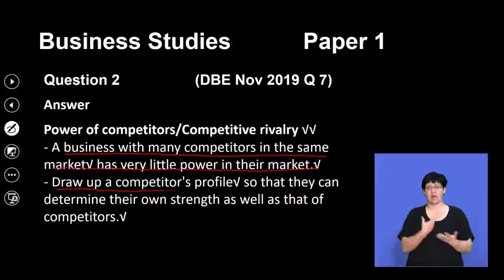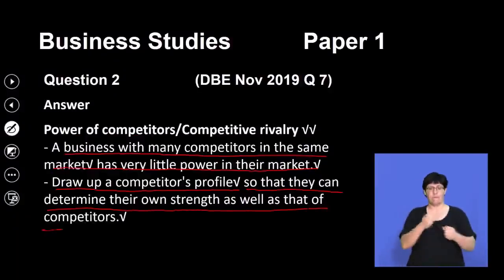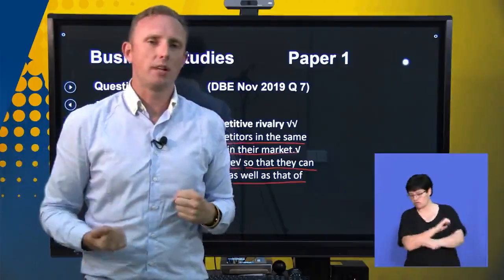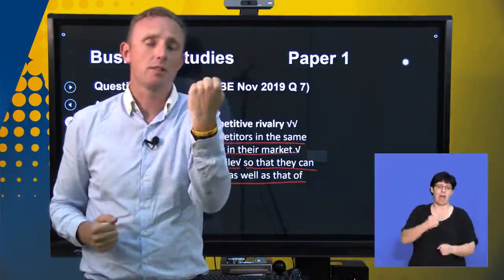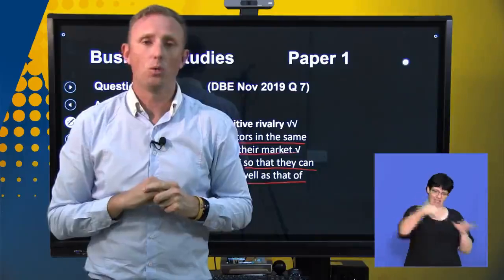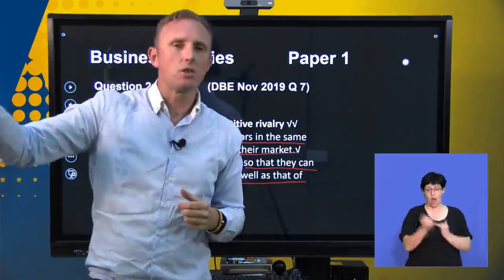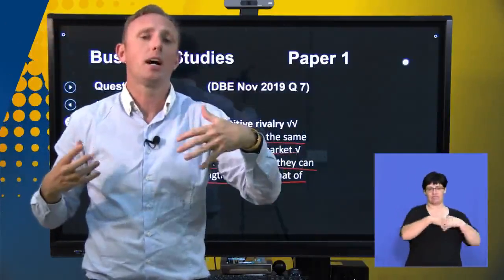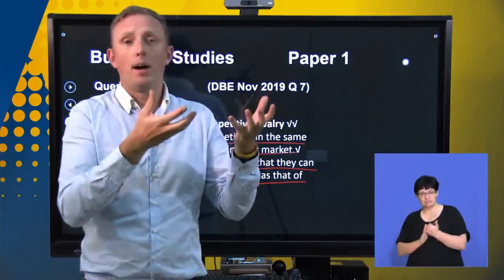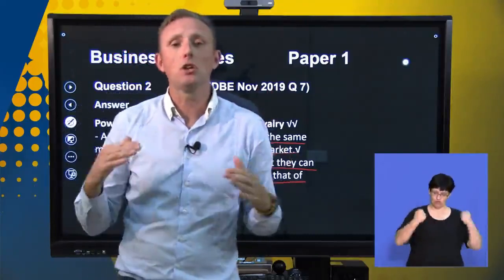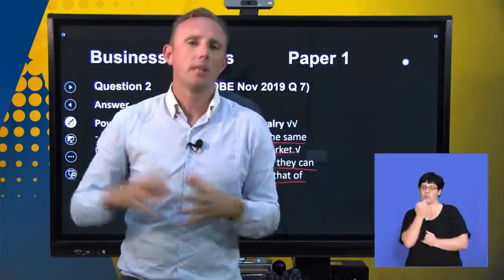And then we've got to draw up a competitor's profile so that they can determine their own strengths as well as those of their competitors. So you need to see what our strengths are and what our competitors' strengths are. How can we take advantage of our strengths to exploit the weaknesses of our competitors and pull more customers our way? Now, if I know what the strengths of my competitors are, I can come up with a strategy in which I can boost up our weaknesses so that our weaknesses are less and our strengths are stronger. So you need to know who you are competing against and what their strengths are.